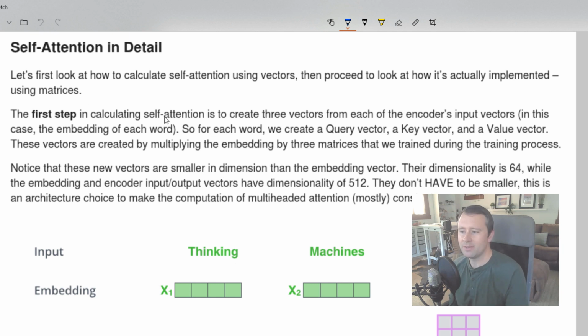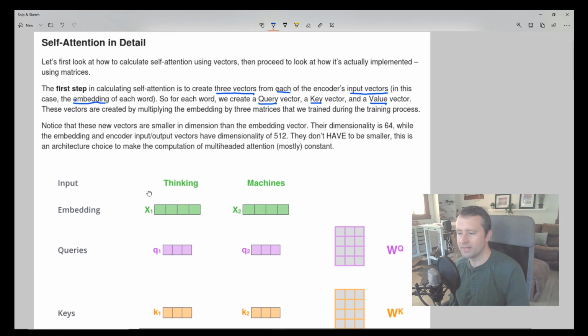The first step in calculating self-attention is to create 3 vectors from each of the encoder's input vectors. So meaning like the embeddings for each word in the sentence. So for each word in the sentence, we're going to create 3 new vectors. We're going to create a query vector, a key vector, and a value vector. These vectors are created by multiplying the embedding by 3 matrices that we trained during the training process. Okay. And then we'll come back to this next paragraph in a minute, but let's look at this matrix and vector math down here.